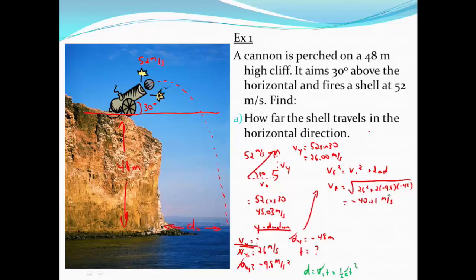Chances are you dropped one more than likely on the 48 meters. So check, make sure, but this is definitely the solution you should get. So we have the final velocity now. So now we have the final velocity, the initial velocity, and the acceleration.